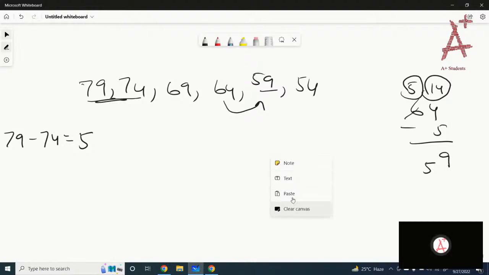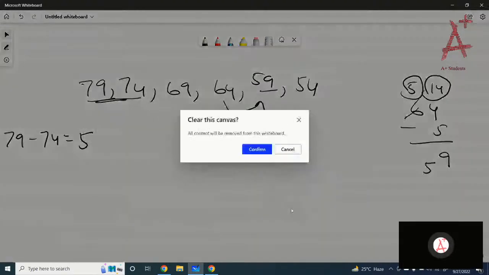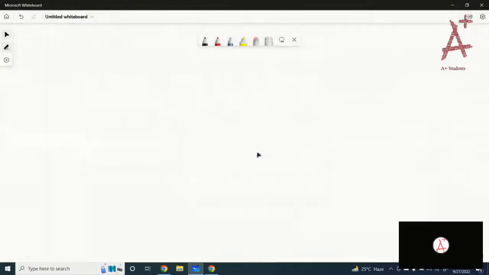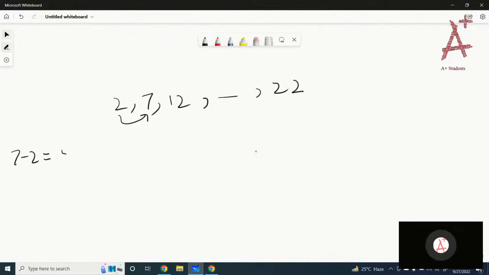Okay, the next question is: 2, 7, 12, the missing number, and 22. Okay, the pattern is increasing. By what number is it increasing? 2 plus what number makes 7? You can subtract the first number from the second one. 7 subtract 2 is 5. That means the pattern is increasing by 5.